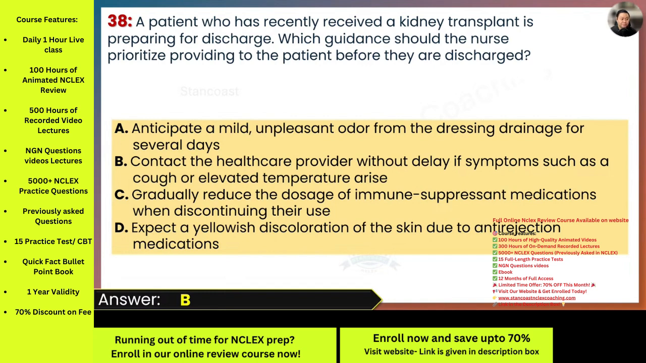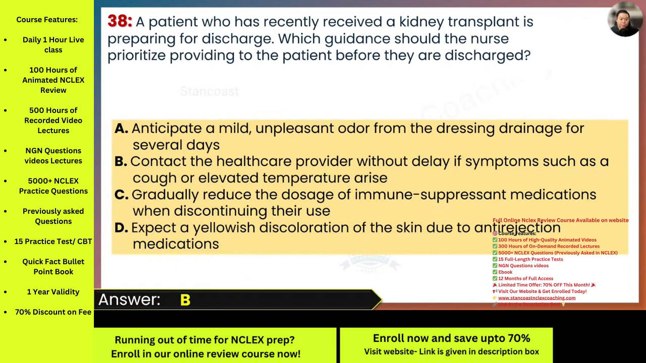Now, what about letter A? Anticipate a mild and pleasant odor from the dressing drainage for several days. Well, this is not expected and could indicate an infection at the surgical site. And if the patient experiences this, it's a red flag that something is wrong and the healthcare provider should be contacted immediately. The drainage from a surgical site should generally not have a strong or unpleasant odor. So it's crucial to educate the patient to recognize that any unusual drainage should be reported.